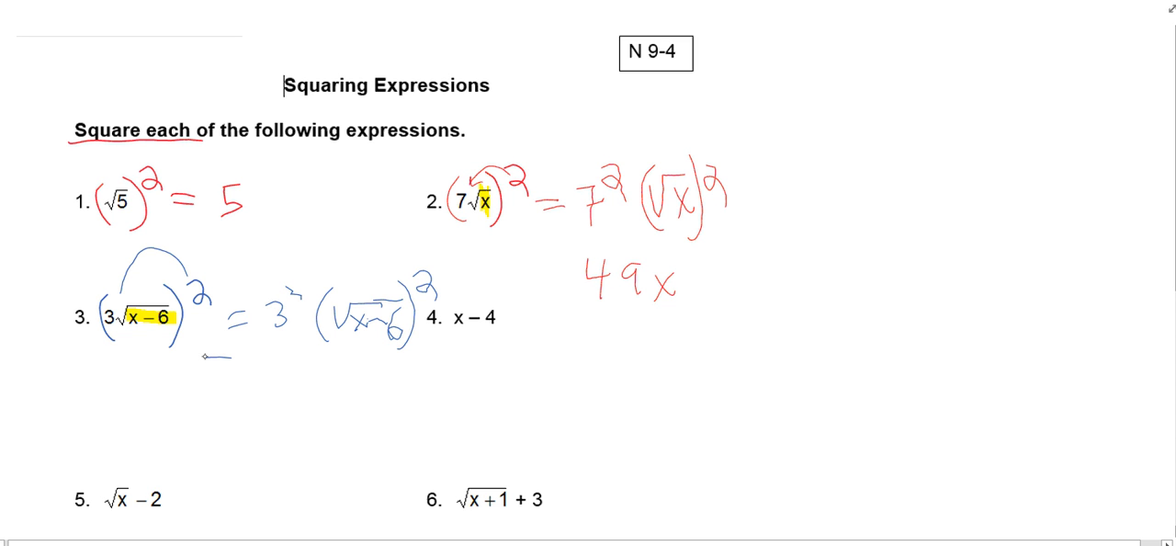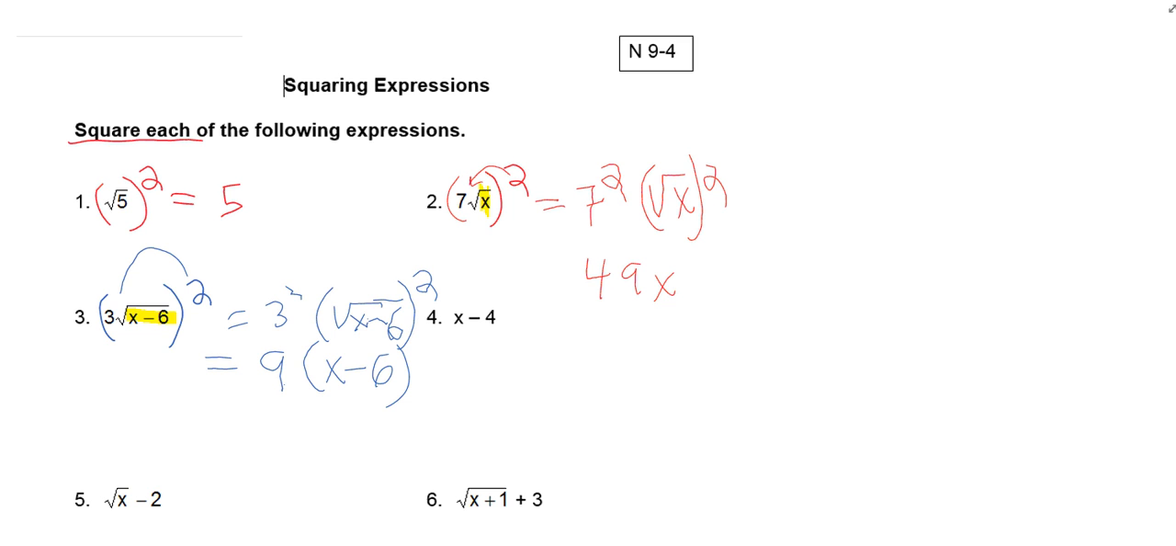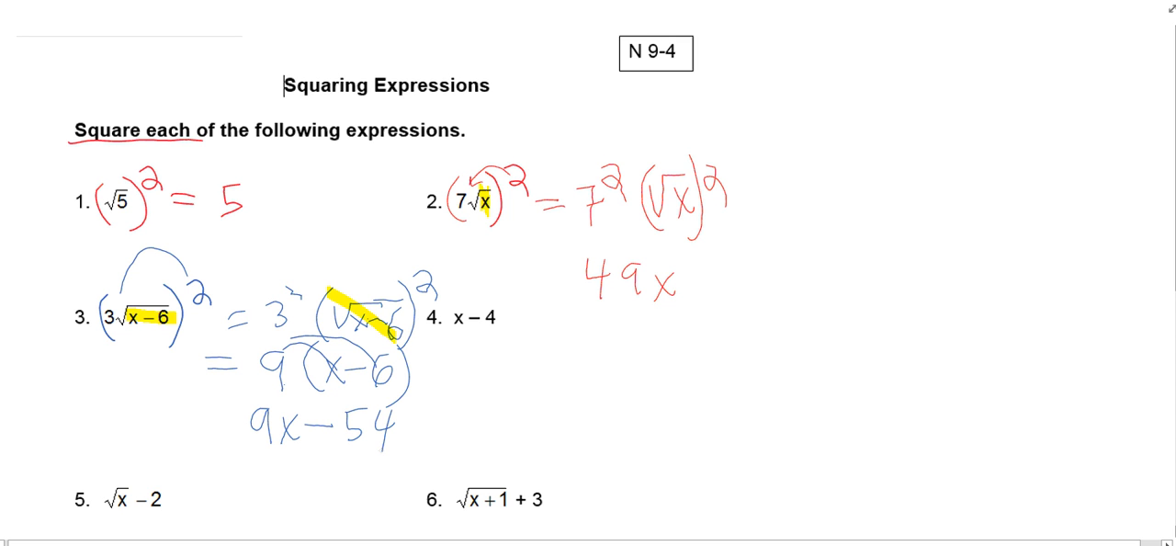Alright, so of course 3 squared is going to give me 9. And then we're going to have x minus 6. The square is going to cancel out the square root, and we could go ahead and finish this up by distributing 9 to get 9x minus, and 9 times 6 is going to give you 54. Okay, so that's not too bad. Let's take a look at number 4.